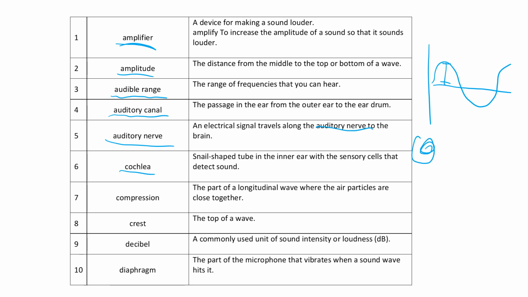The part of a longitudinal wave where the air particles are close together. So a longitudinal wave looks like that. And that bit there is the compression. The top of a wave, okay, diagram at the top right here, is the crest, or sometimes it can be the peak. A commonly used unit of sound intensity or loudness: decibels. Over 100 decibels is quite painful. The part of a microphone that vibrates when a sound wave hits it is the diaphragm. It's a bit like the diaphragm you have in your body.